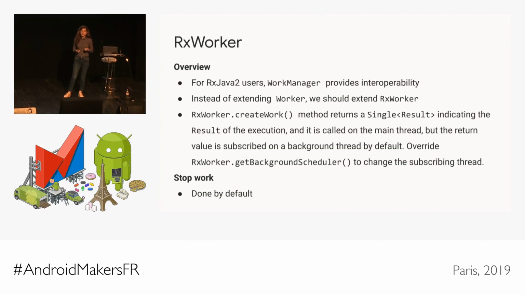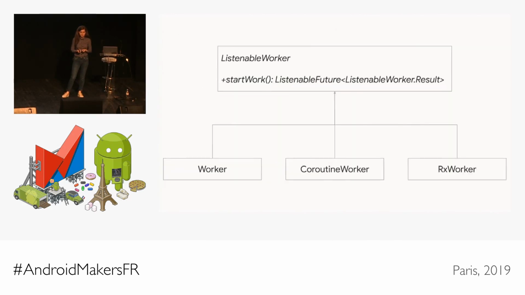If you are using RxJava 2, we have RxWorker, so we extend the RxWorker class, and instead of doWork, we have createWork, which returns a Single of Result. Again, the process when we want to stop the work is done automatically.